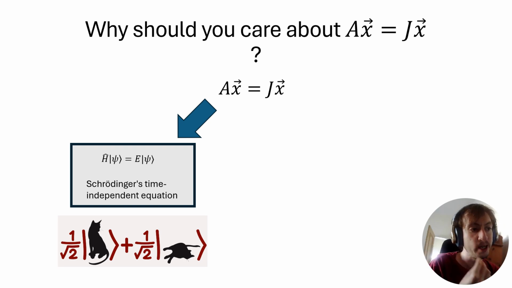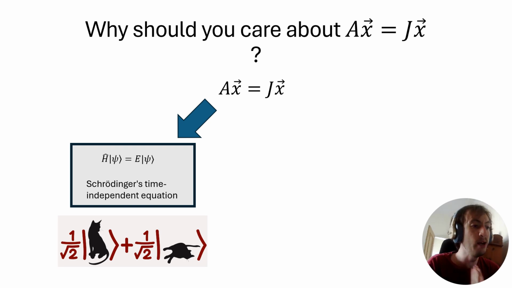And therefore, in the time-dependent form of Schrödinger's equation, the Hamiltonian can be thought of as a rotation matrix, albeit a rotation matrix in the complex plane, because the vector describing the state of the system is complex. That is, it has real and imaginary components.